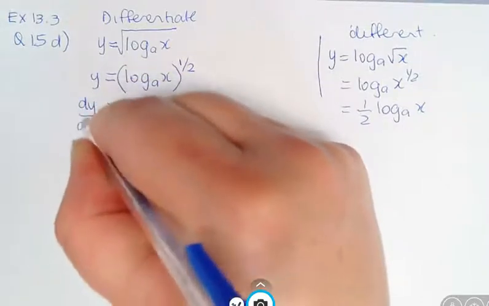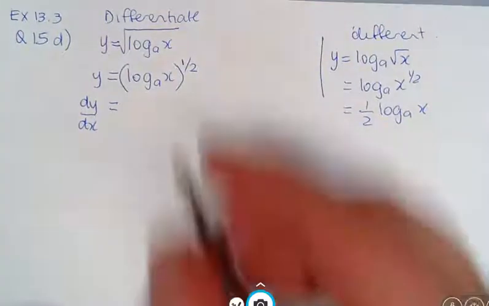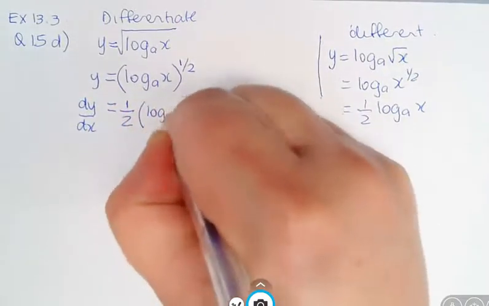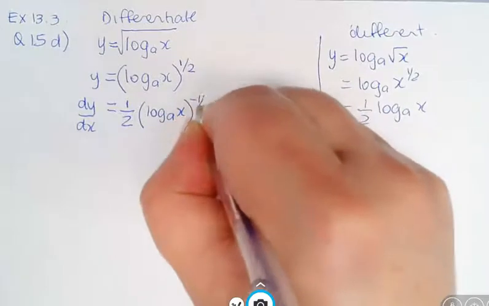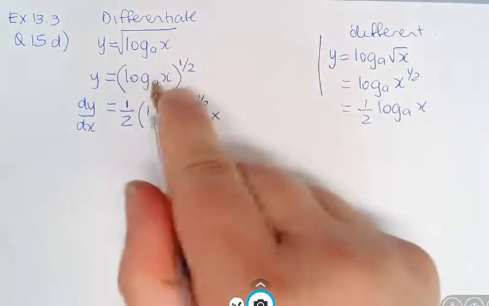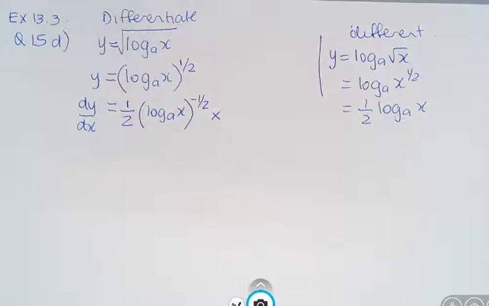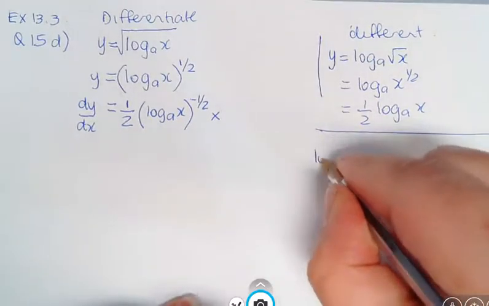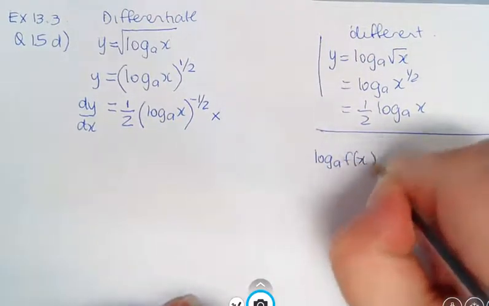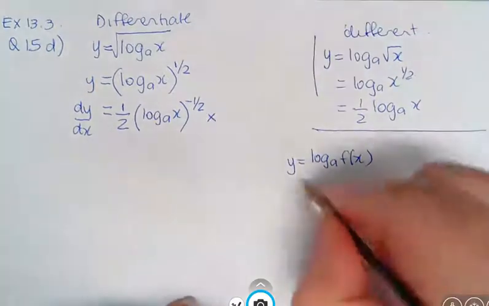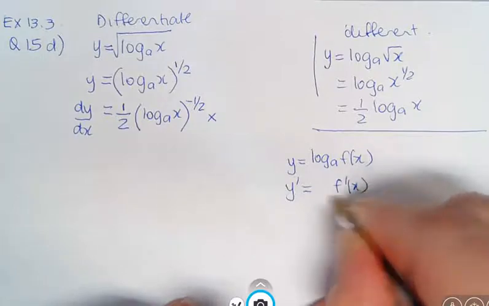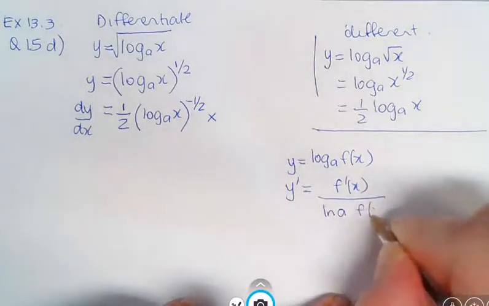So the derivative is, you want to use the function of a function rule, so I'd bring the half to the front, write out log to the base a of x, drop the power by 1, and then times by the derivative of log to the base a of x. So remember your formula sheet with log to the base a of function of x, this is on your formula sheet, then y dash, or your derivative, is f dashed x over ln a function of x.